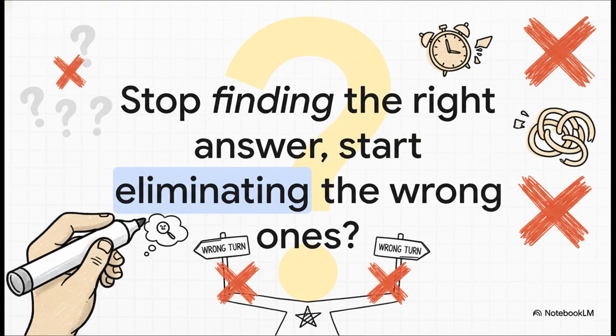So, if you take one thing away from all this, let it be this. You need to shift your entire approach. Stop hunting for the one right answer hidden among the 4 choices. Instead, become an expert at finding and eliminating the 3 wrong ones. That is the real key to crushing this section of the exam.